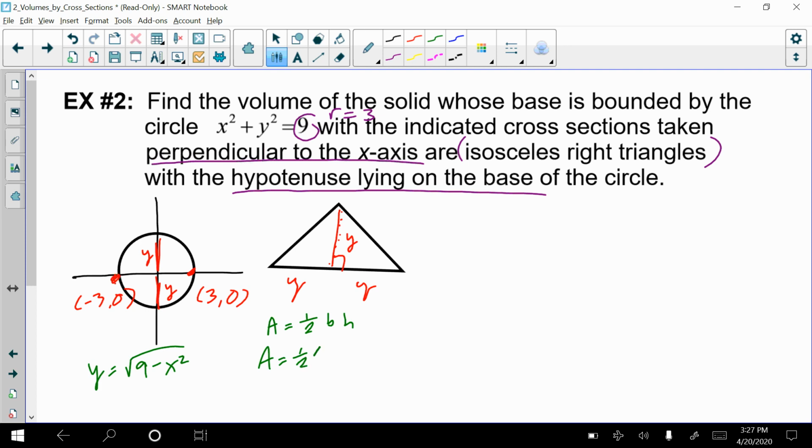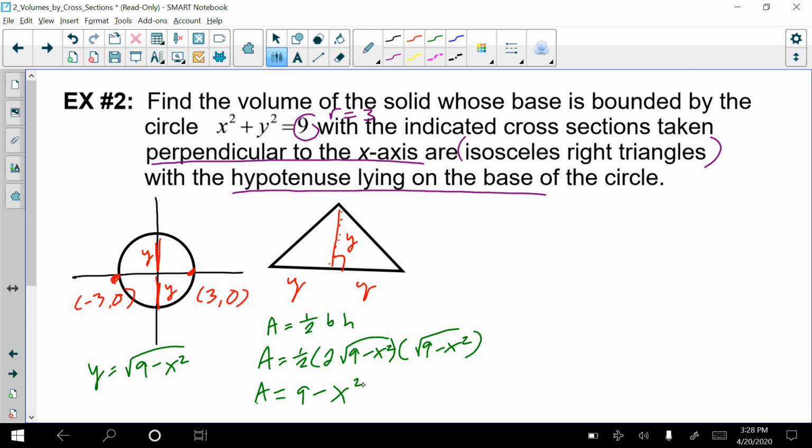So here I'm going to get 1/2 times 2, so the overall base is going to be 2 square root of 9 minus x squared, times another square root of 9 minus x squared. The 2 and the 1/2 simplify to 1, and the square root of 9 minus x squared times the square root of 9 minus x squared will just be 9 minus x squared.